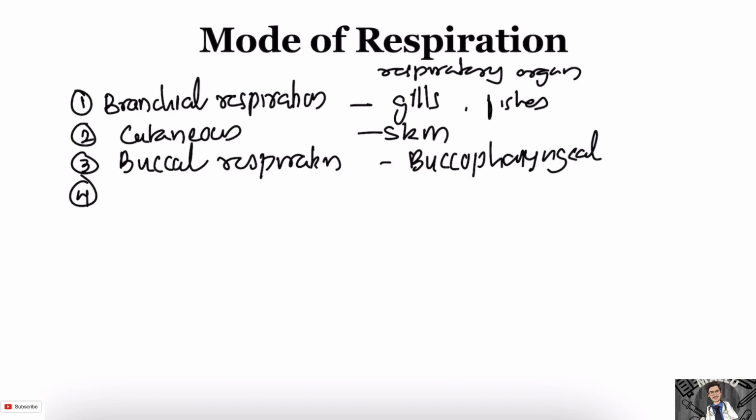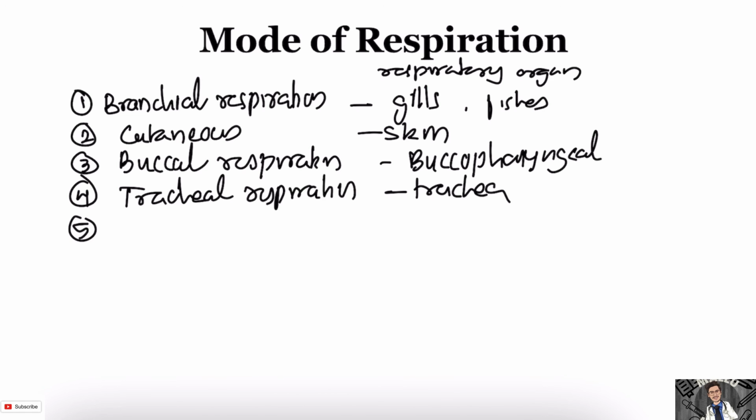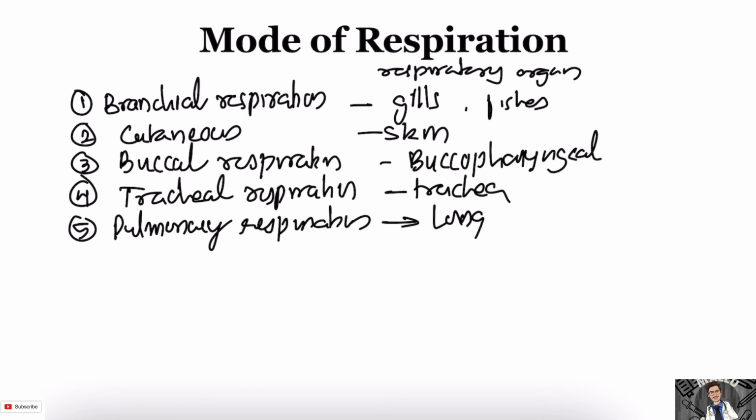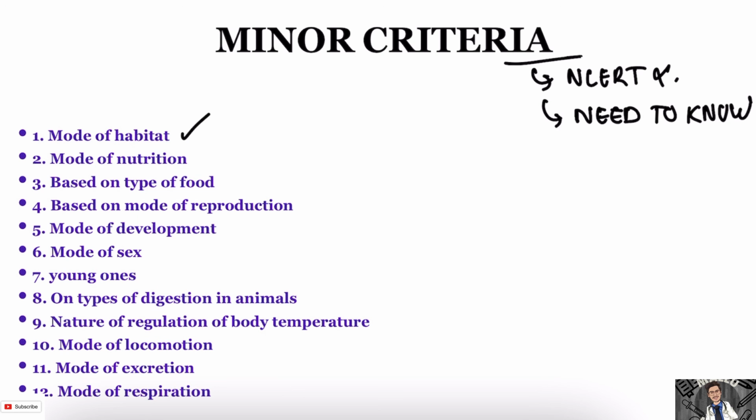Please try to learn them. Then we have tracheal respiration. Alright, it's through trachea. And then finally we have pulmonary respiration. We humans have pulmonary respiration, it's through the lungs. So that completes the type of classification based on this minor criteria.